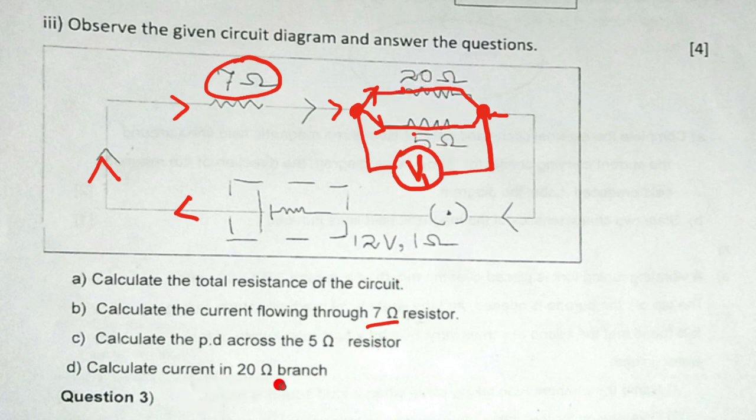Calculate the current in a 20 ohm branch. The current will be, now if you call this as I1 and this will be as I2, then this will be your R2, 20 ohm will be your R2, and then we will have the lesser current in 20 ohm and more current in 5 ohm. It will be inversely proportional to the resistance. Okay, so let us see how we write these solutions.